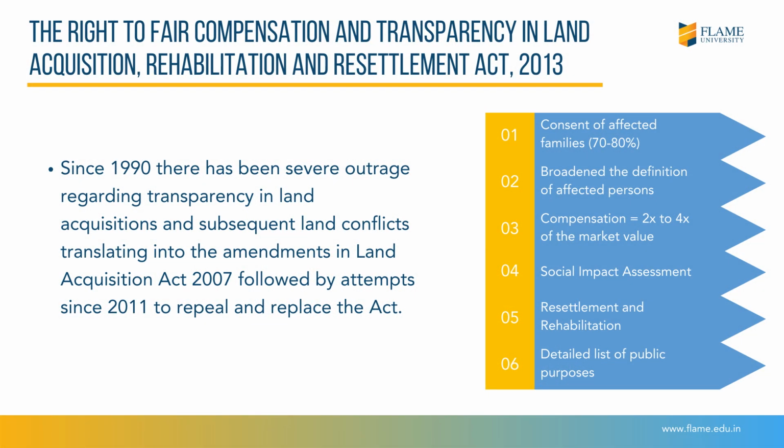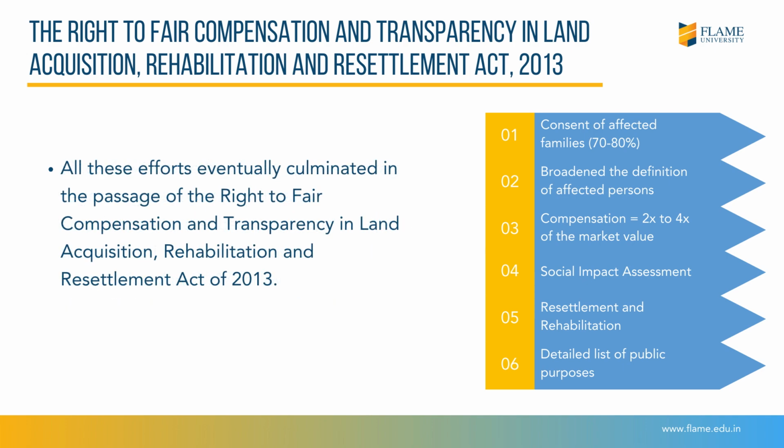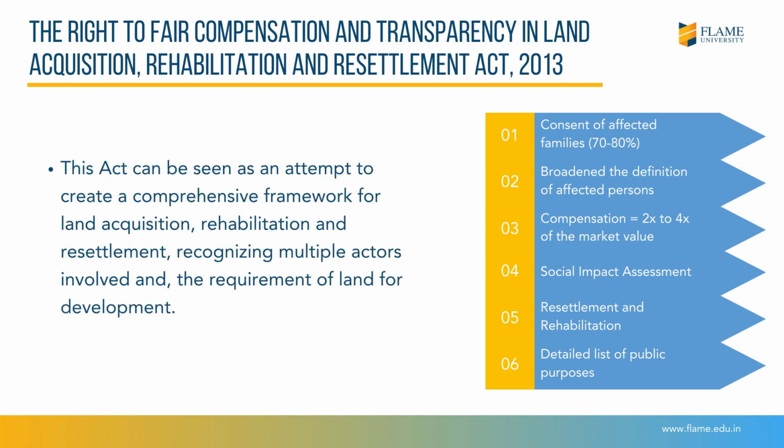However, there was no provision of consultation with the affected families. Due to these reasons, since the 1990s, there has been a severe outrage regarding transparency in land acquisitions and subsequent land conflicts, translating into the amendments in Land Acquisition Act 2007, followed by attempts since 2011 to repeal and replace the Act. All these efforts eventually culminated in the passage of the Right to Fair Compensation and Transparency in Land Acquisition, Rehabilitation and Resettlement Act of 2013. This act can be seen as an attempt to create a comprehensive framework for land acquisition, rehabilitation, and resettlement, recognizing multiple actors involved and the requirement of land for development.